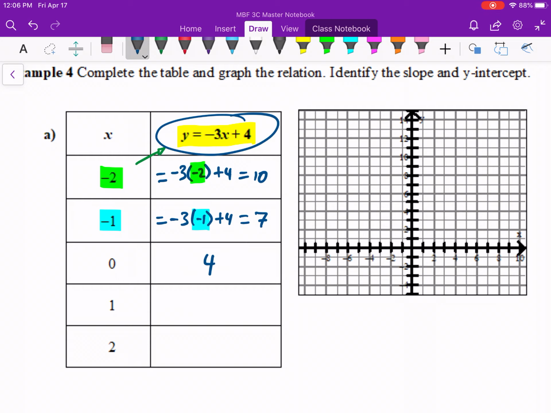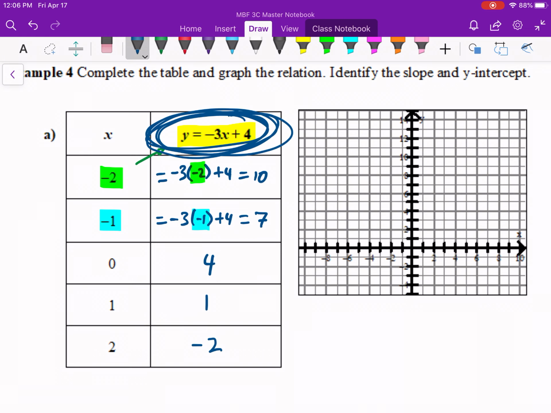And then if I did -3 times +1, so again, I'm going back to this equation again. -3 times 1 would give me -3, and then I add 4 to that, I get +1. And then I go back to this equation once again, and I have -3 times 2. That gives me -6. Add 4 to that, I get -2.